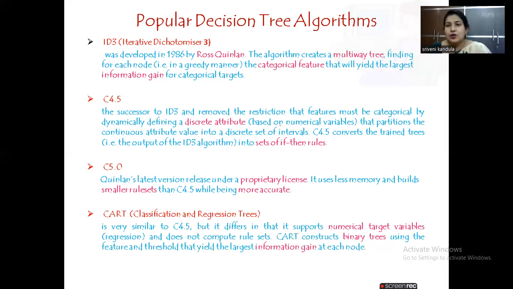So the basic algorithm ID3 is a classification algorithm. It works based on discrete values. The target value is always a discrete valued attribute. So this is the basic information about decision trees. Next, we will be seeing one example for this ID3 algorithm. Since it is the basic classification algorithm, we are working with ID3.